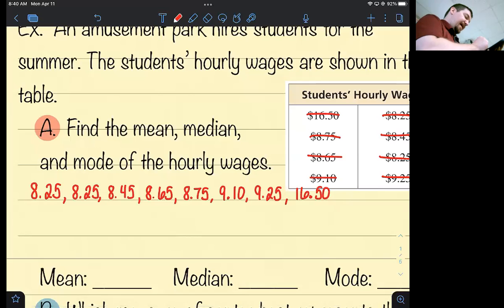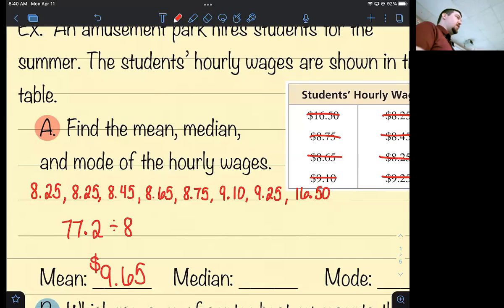77.2 is what you get after you add them all together. And then now, since you haven't divided yet, that was my mistake. What would you divide by? 8. Yes, there are 8 numbers. Awesome. And what do you get when you divide 77.2 by 8? 9.65. 9.65. All right. So since these are wages, I'm going to go ahead and put a dollar amount.